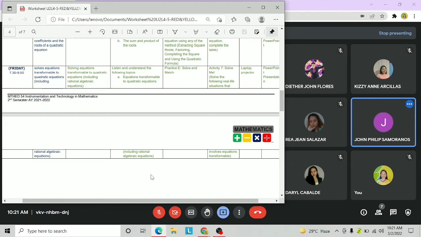Independent practice, Practice E, Solve and Match. And for the assessment, Activity number 7, Solve Me: solve the following real-life situations that involve equations transformable to quadratic equations. And for the ICT tools, for hardware, laptop and projector. And for the software, PowerPoint presentation.